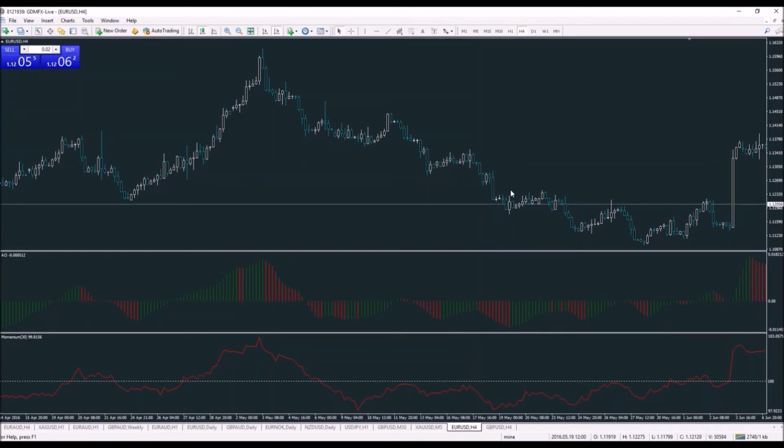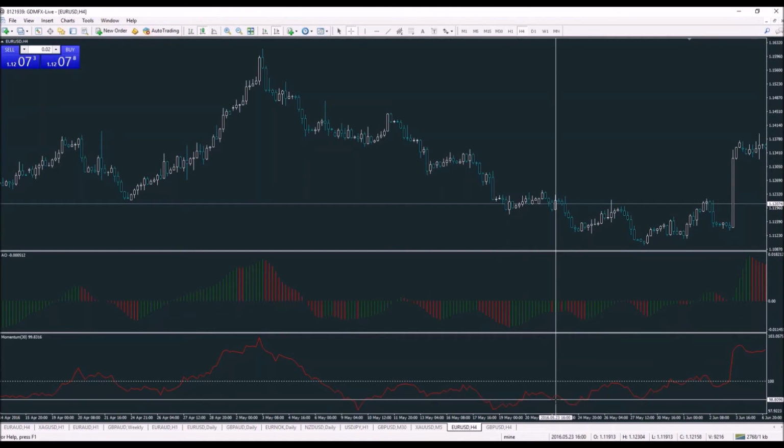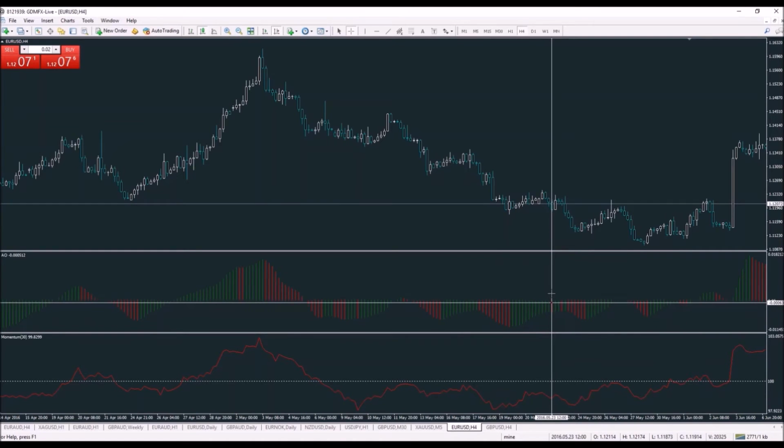So multiple opportunities you will have to enter this particular trend. However, the only thing you have to do is follow that green and red bars on the awesome oscillator. One more time, let's see this case here. Okay, we see momentum is still in negative territory. We receive a red bar.